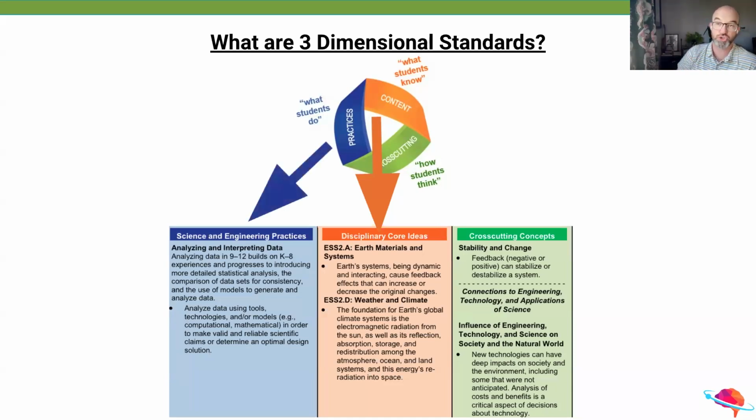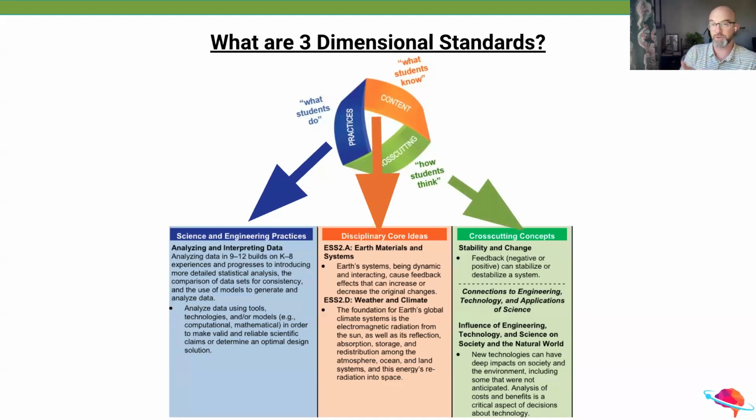So what students do with that knowledge are called the practices, or the SEPs, or the science and engineering practices. So for this standard, it is analyzing and interpreting data. And so students are not just expected to understand things about Earth's materials and systems, but they actually have to use data in order to demonstrate that understanding. And it should be novel data. And that's a really, really important piece for an assessment.